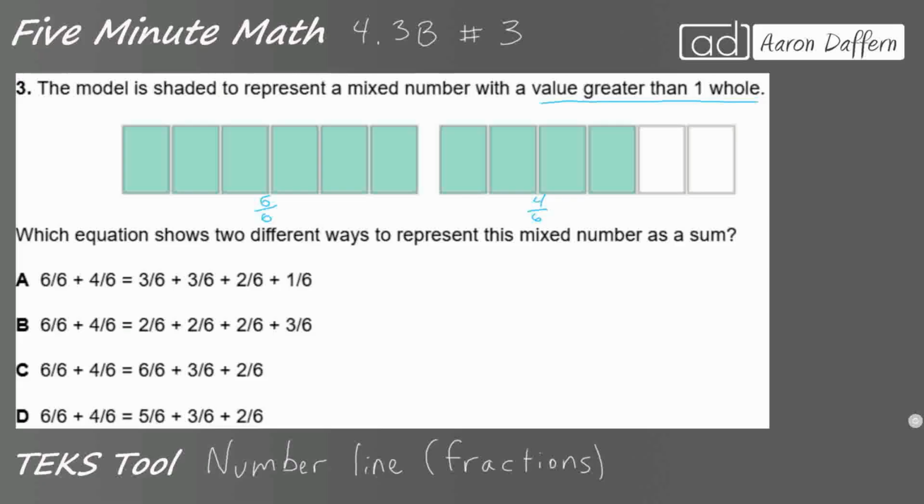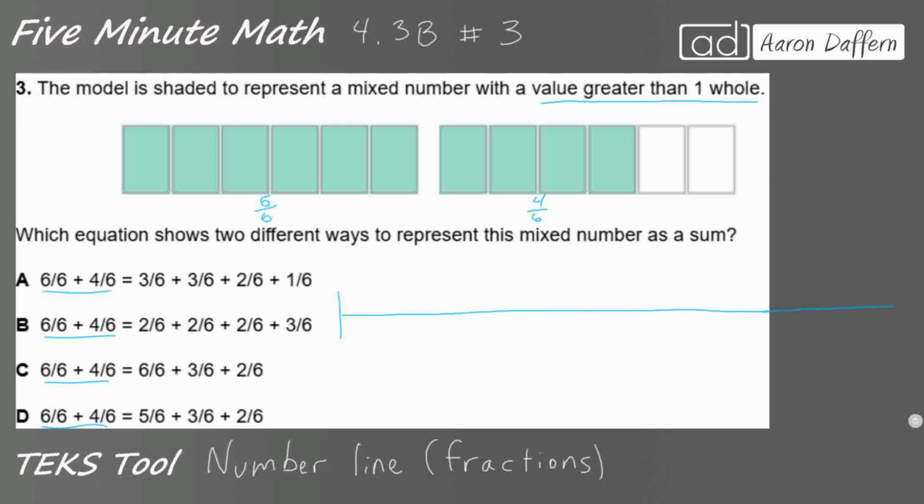And you notice that all of our answers on the left side have the same expression, 6/6 plus 4/6. So really, I'm just trying to decompose these 10/6 or this 1 and 4/6 into a different way over on the left, and only one of them is going to work. So there's a few different ways that we could represent this, but one way that always works, regardless of whether or not you get a model to work with, is a number line. So let's draw a number line here.